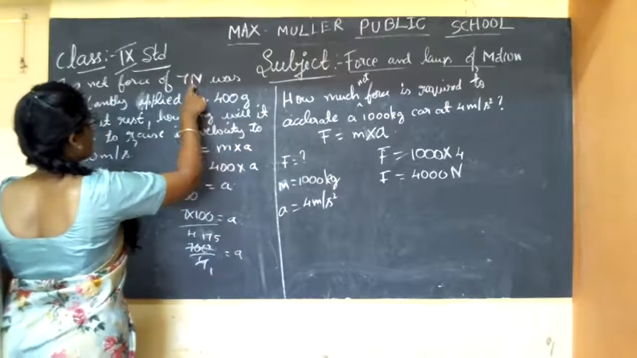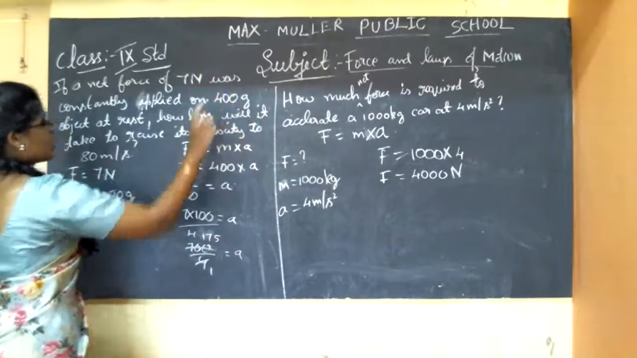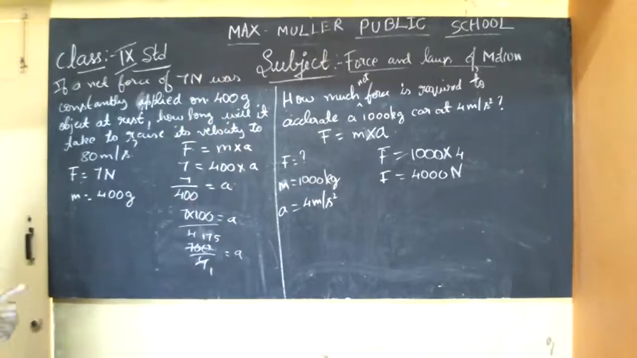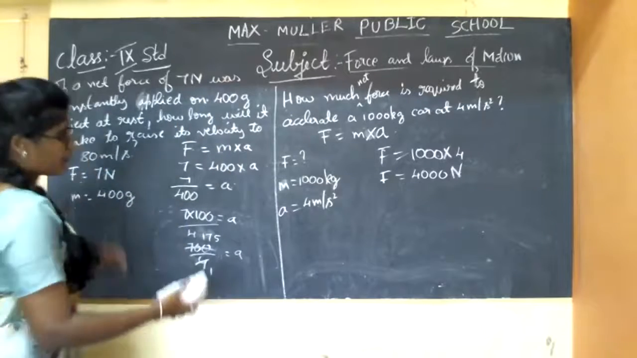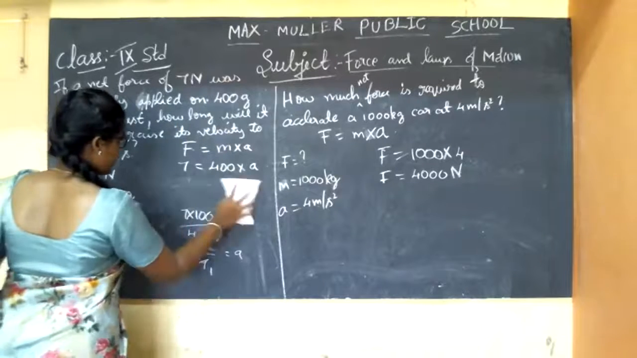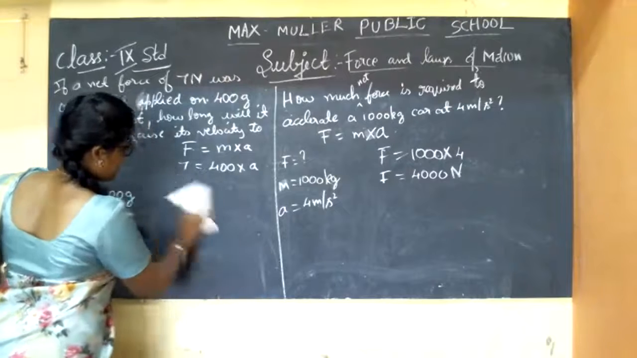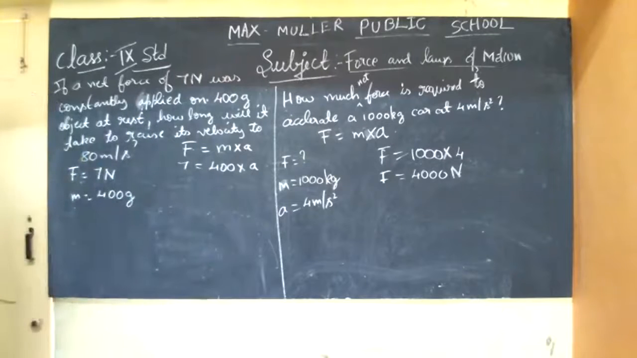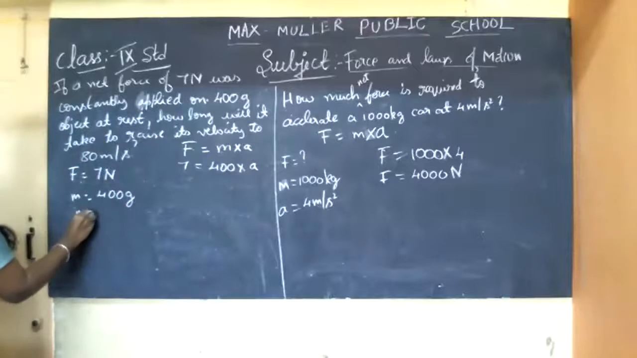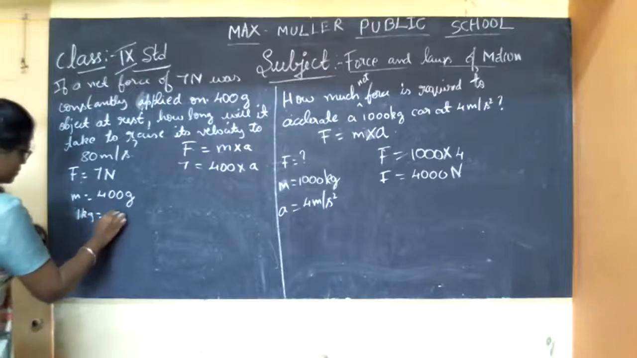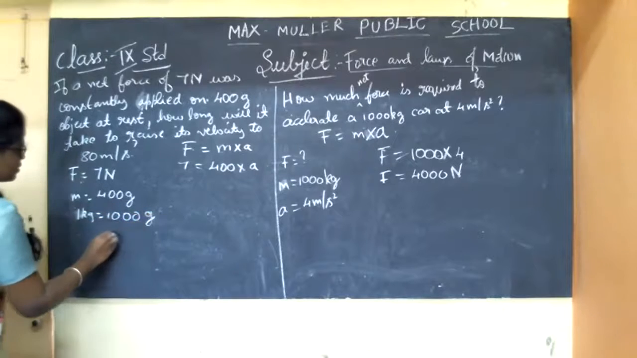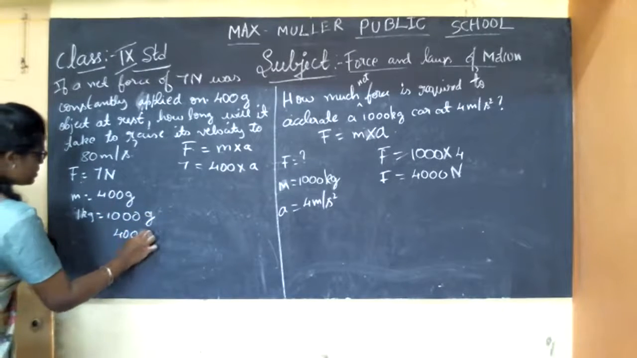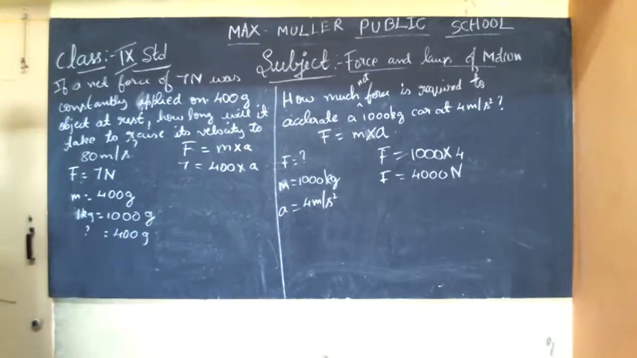400 grams. Here it is in Newton, so you need to convert it into kg, the standard form. So 1 kg is equal to 1000 grams. So 400 grams is equal to dash kg.